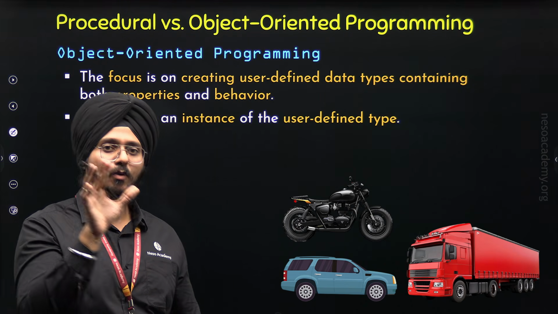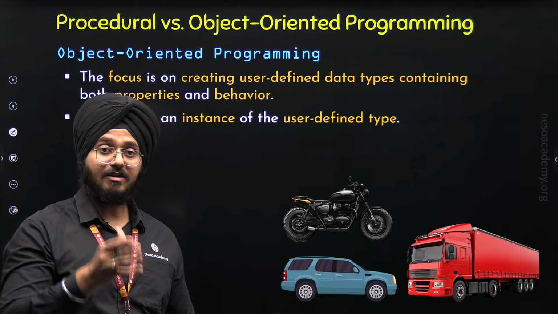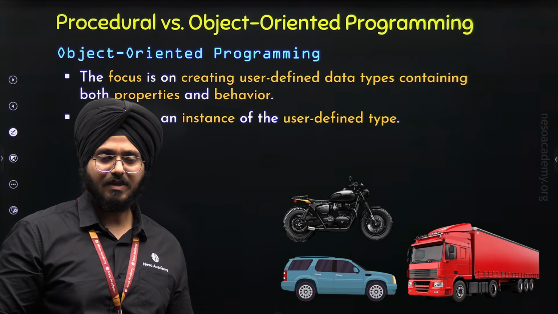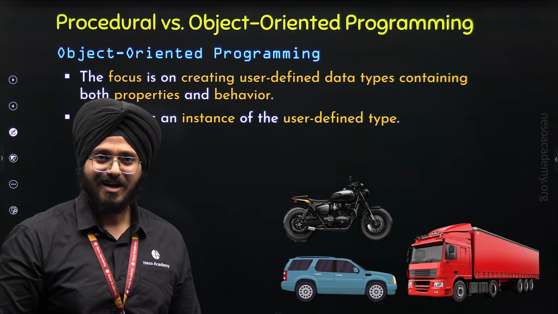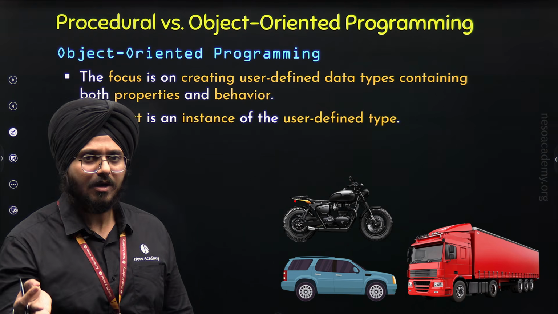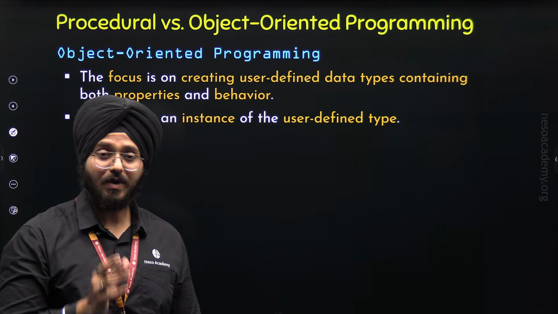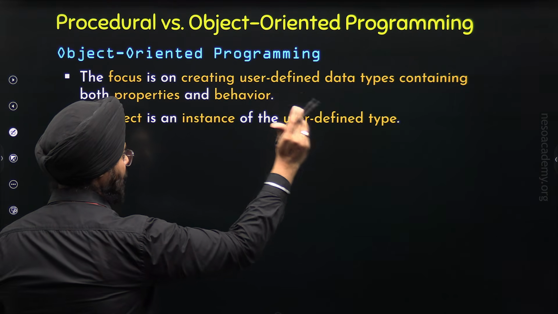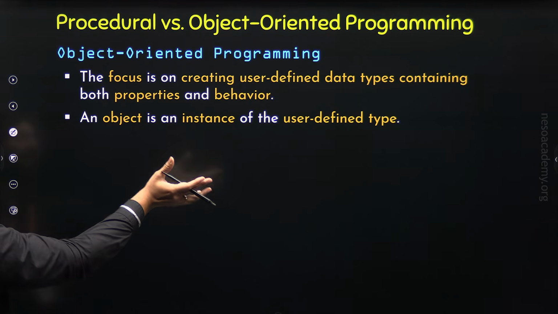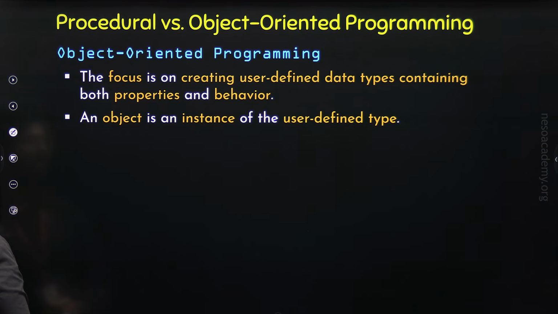They all have the properties and behavior of the class vehicle, but they are different in their own way. They have their own properties as well. They have their own behavior. But car, bike, and truck are all the objects of the class vehicle. So we can say an object is an instance of the user-defined type, or we can say an example of the user-defined type. I hope this is clear to you.